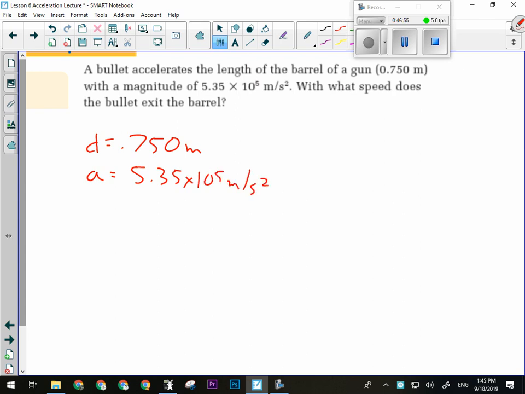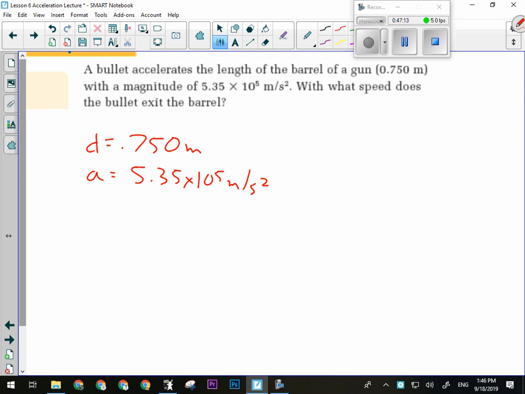Is that a lot? Yes, I mean, when you figure that a bullet, when it leaves the barrel of a gun, is going faster than the speed of sound and has to get there in less than a meter, the acceleration is significant. 5 million? It's a lot. It's not 5 million, no, it's 535,000.